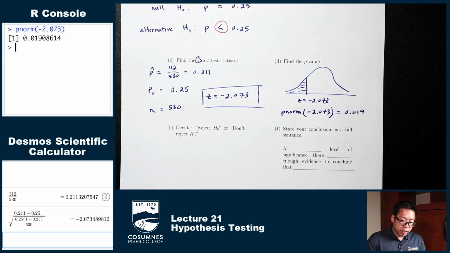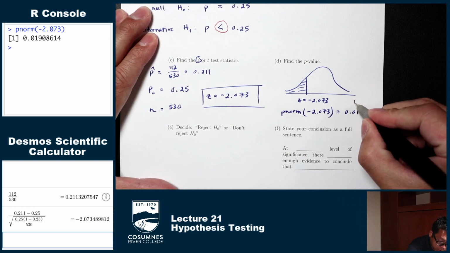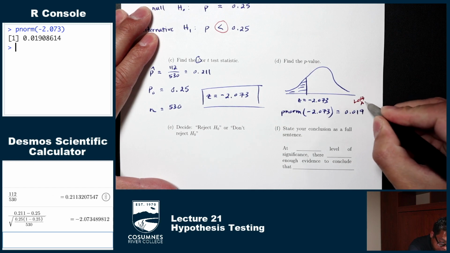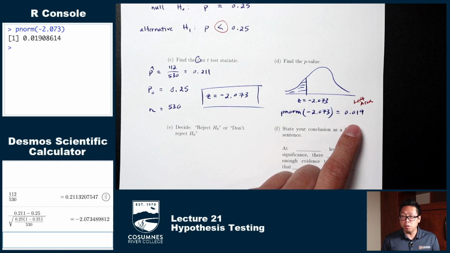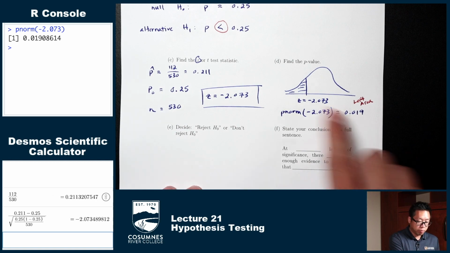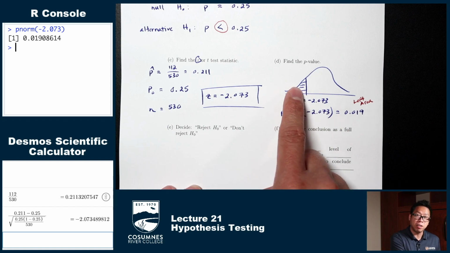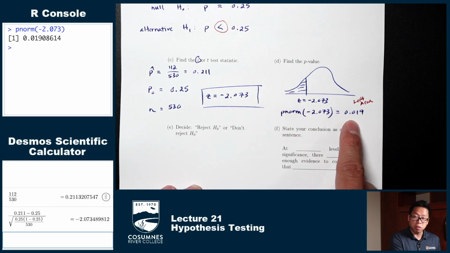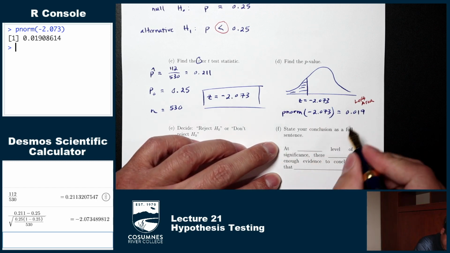Now the way pnorm works is you feed it a z, it spits out a left area. So this 0.019 is a left area. Now sometimes you have to do something to it before you get a final answer, sometimes you don't. So this is the left area, and the question you need to ask yourself is, are you looking for a left area? Yes, right, this is an area to the left, so we are looking for this shaded area, which is a left area. So that's our answer. Okay, the p-value is just going to be 0.019.